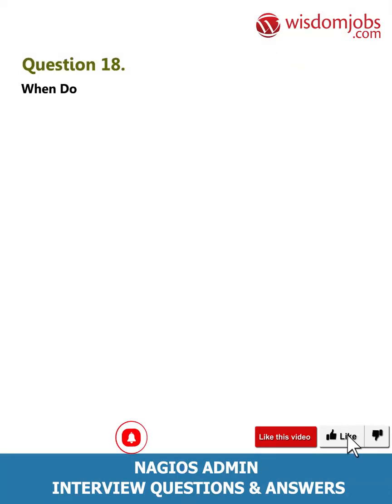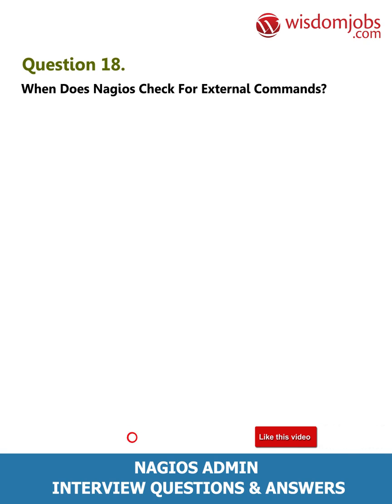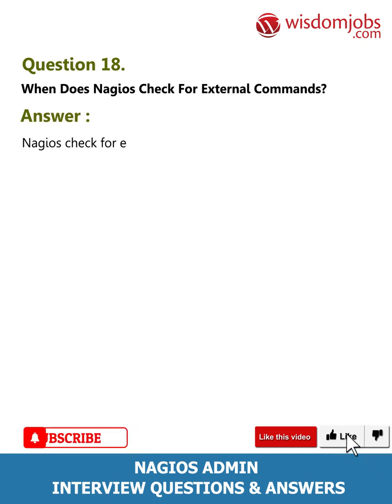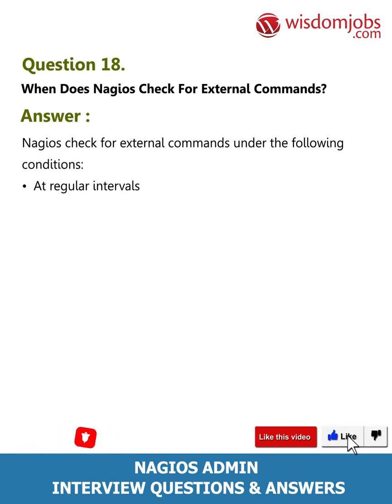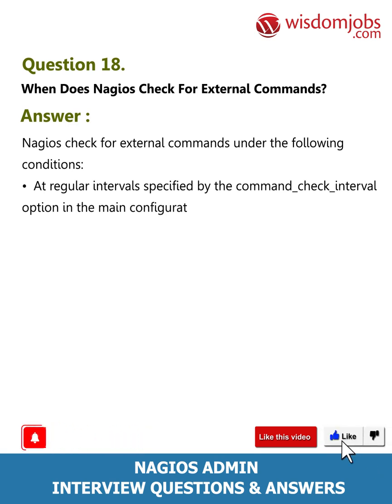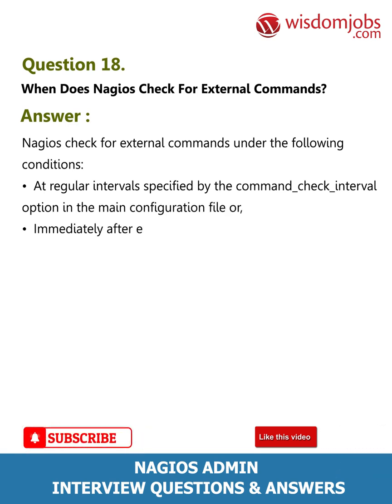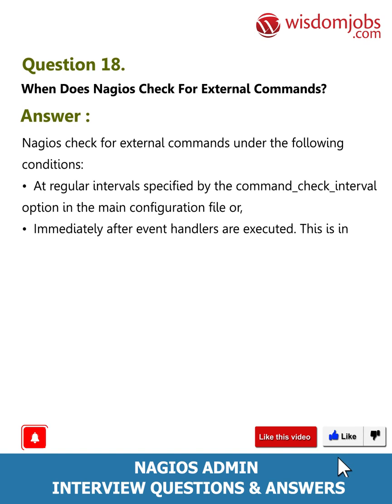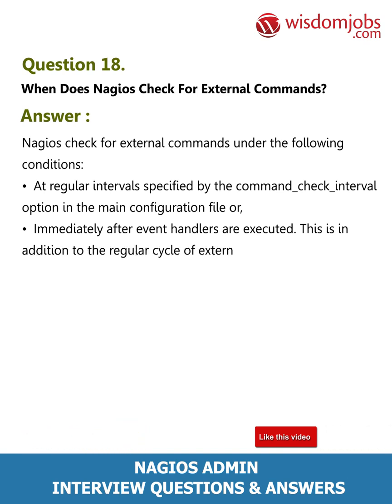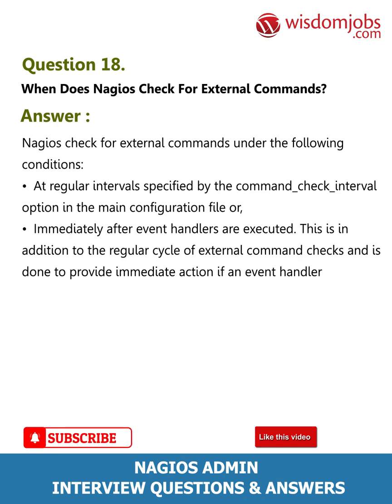Question 18. When does Nagios check for external commands? Answer. Nagios checks for external commands under the following conditions: at regular intervals specified by the command_check_interval option in the main configuration file, or immediately after event handlers are executed. This is in addition to the regular cycle of external command checks and is done to provide immediate action if an event handler submits commands to Nagios.